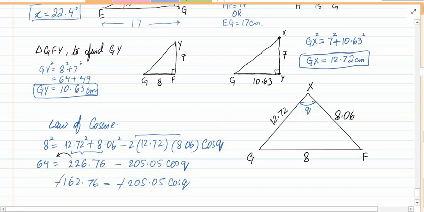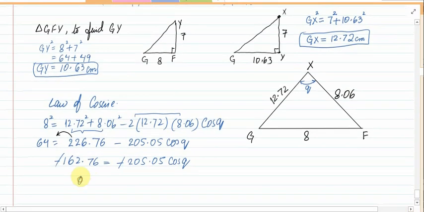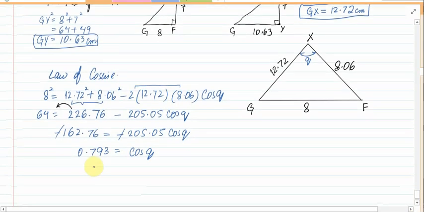So you need to divide it by 205.05. So it will be 0.793 is equal to cos Q, right? And now the cos inverse, so it's 37.46.